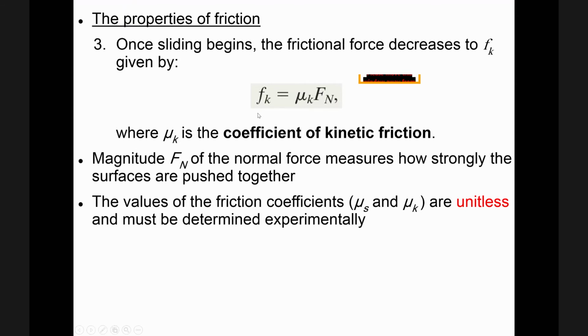So Fk equals mu_k Fn, where mu_k is called the coefficient of kinetic friction. What should be the unit of mu_k? It's unitless. Why unitless? Because Fk is in newtons and the normal force is in newtons. So here, the magnitude of the normal force measures how strongly the forces are pushed together.